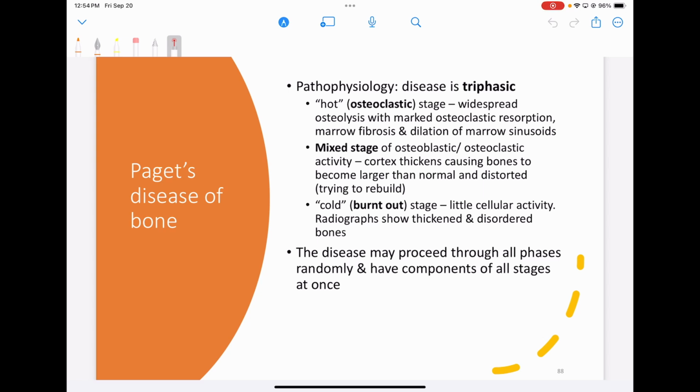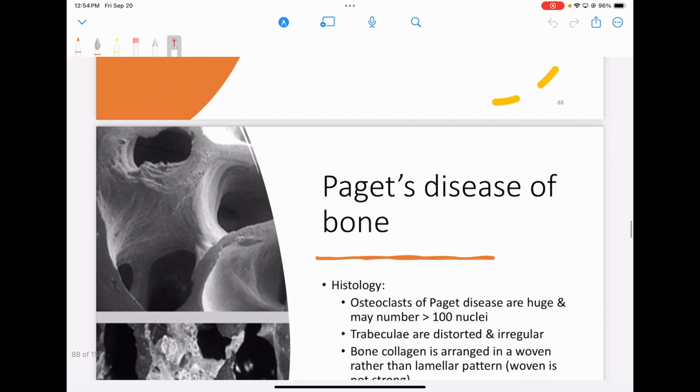Then finally we have the cold stage or the burnt out stage. Very, very little cellular activity, and your radiographs will show thickened and disordered bones. And I have plenty of pictures to show you in a second. And again, they may be in all stages at once.